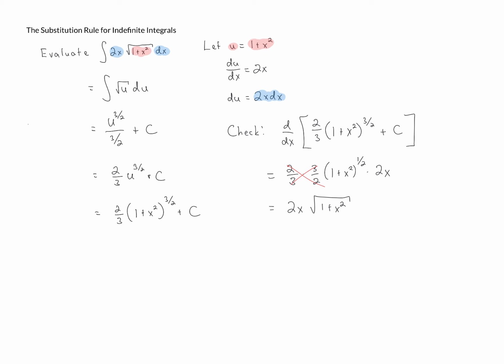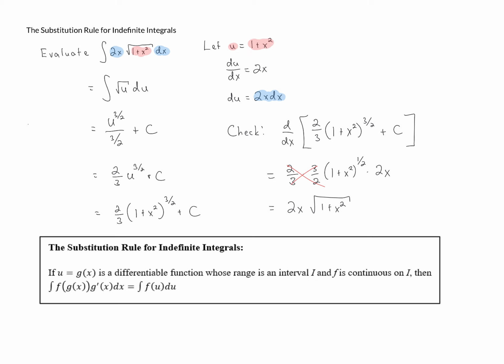And we call this rule the substitution rule, because that's exactly what we're doing. We are making a substitution. And I'll give you that rule here. The substitution rule for indefinite integrals says that if u equals g of x is a differentiable function whose range is an interval I, and f is continuous on I, then the integral of f of g of x times g prime of x dx is equal to the integral of f of u du.